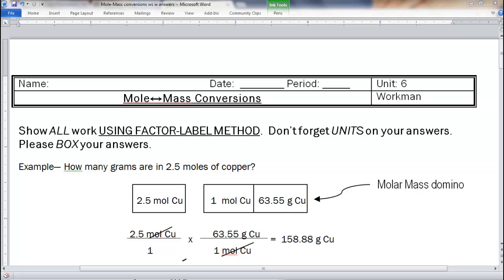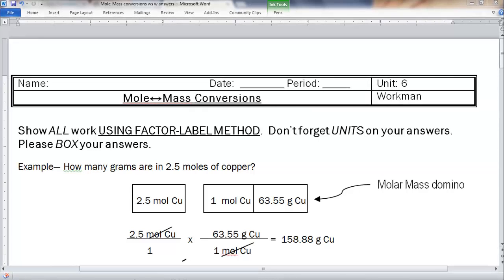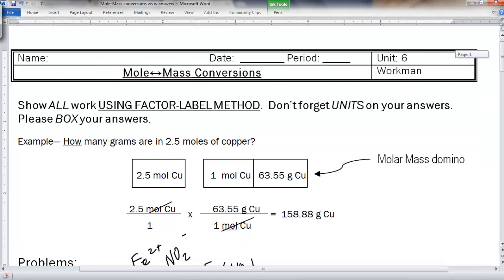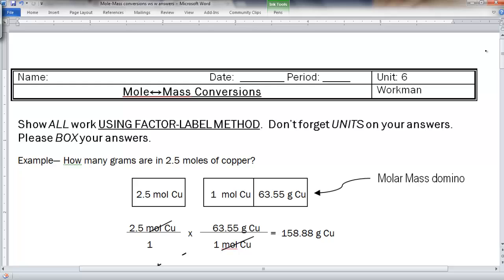What I have here is essentially an answer key to this document, and you may have a document already done like this, or maybe you have a similar document. This is just a document wherein you convert between moles and mass. What we're starting with here is just a real quick example.